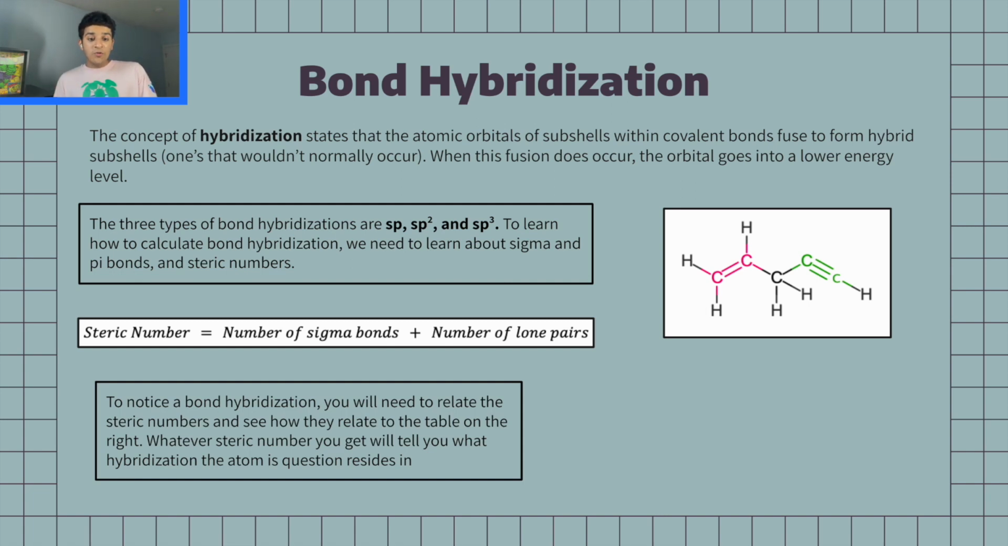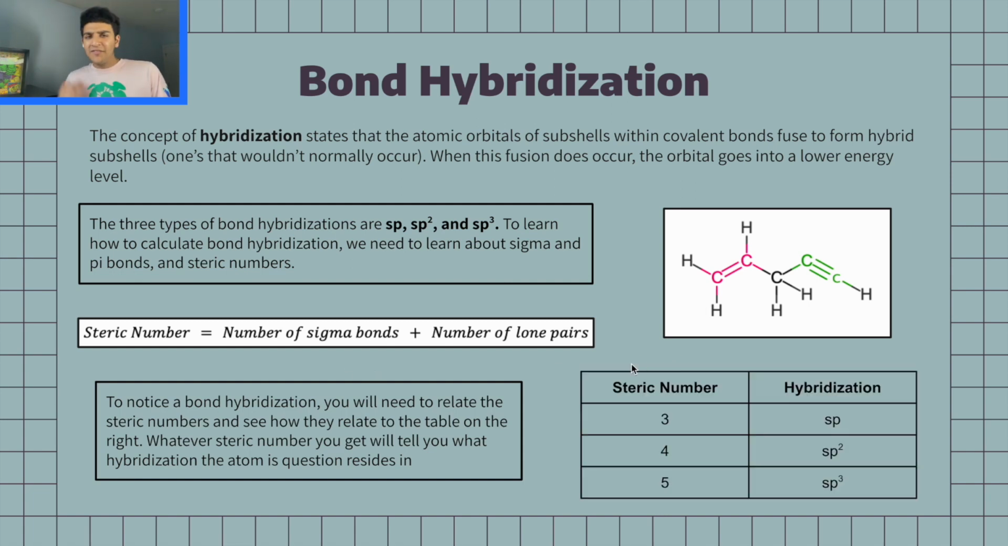And the way you work this is you use this table. You might have to memorize this table. I'm sorry, I know it's for memorization, but this is a really easy way to calculate bond hybridization. So once you calculate the steric number of the specific atom you're looking at, if it aligns with any of these steric numbers, so 3, 4, or 5, you're gonna have the following hybridization. So let's do some examples, right off the bat.